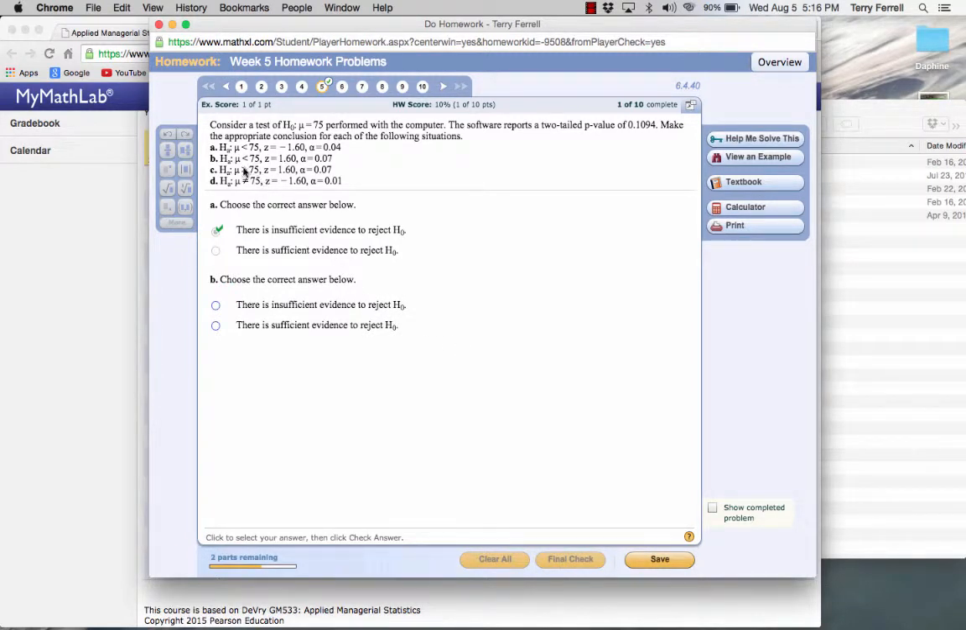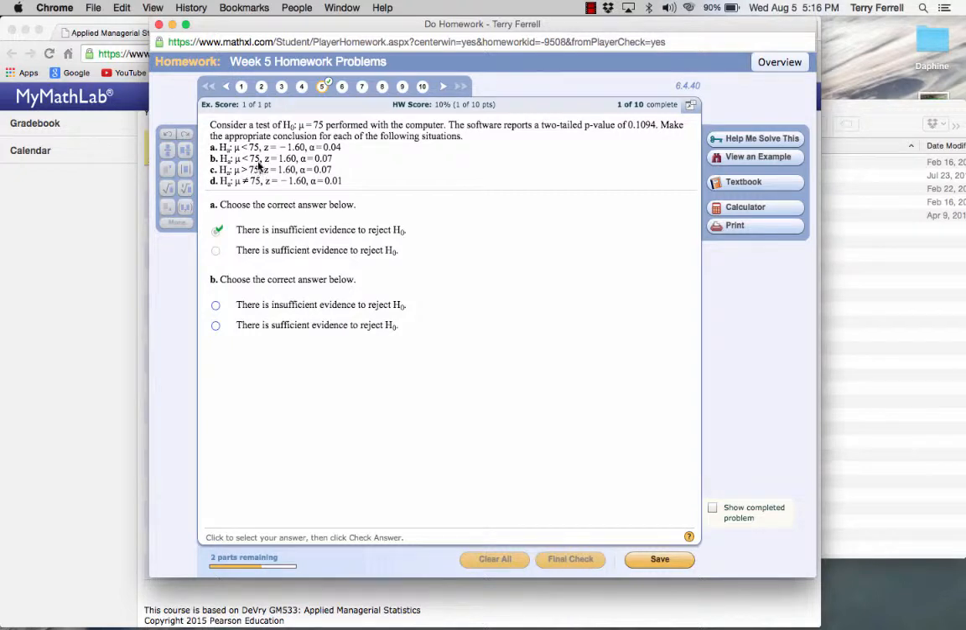On the next one, you've got mean is less than 75. But notice this time my z is 1.6. That's not appropriate, because your z should be a negative number, and your z is actually a positive number. Remember, if you've got less than, your z should be negative. If you've got greater than, your z should be positive.